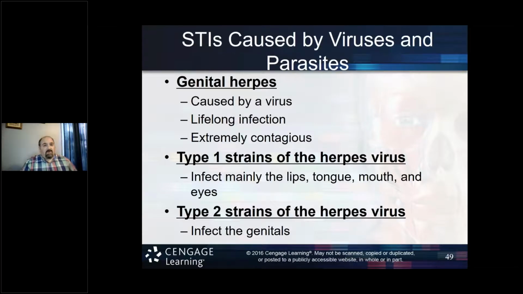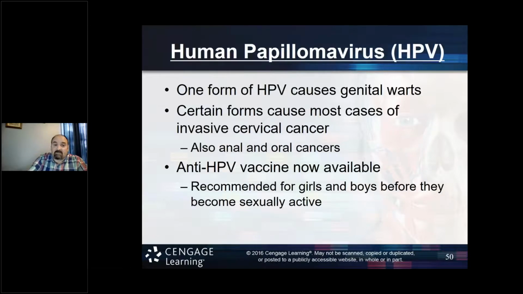Okay, so viruses. So genital herpes. So you'll have here, caused by a virus, lifelong infection, extremely contagious. Okay, type 1, type 2. Type 1, we're talking about more oral situation, eyes. Type 2, we're talking about the genitals. And again, folks, if you have an active infection and you're having unprotected sex, this is not a good thing, because then you'll pass it on to someone else.